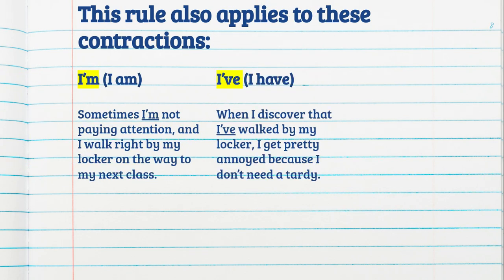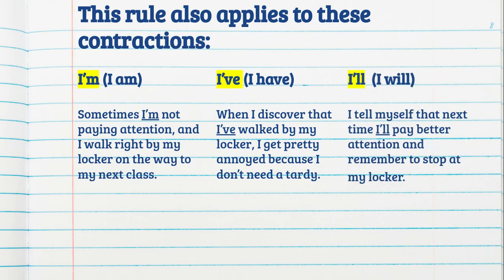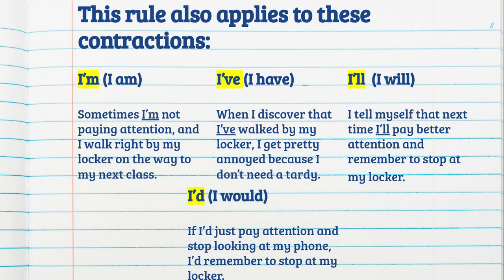I've or I have. When I discover that I've walked by my locker, I get pretty annoyed because I don't need a tardy. I'll. I will. I tell myself that next time I'll pay better attention and remember to stop at my locker. I would. If I'd just pay attention and stop looking at my phone, I'd remember to stop at my locker.